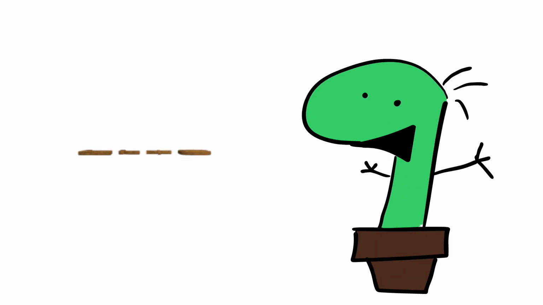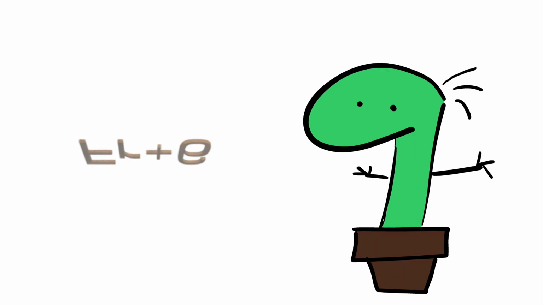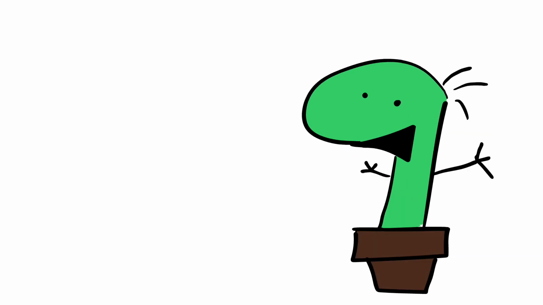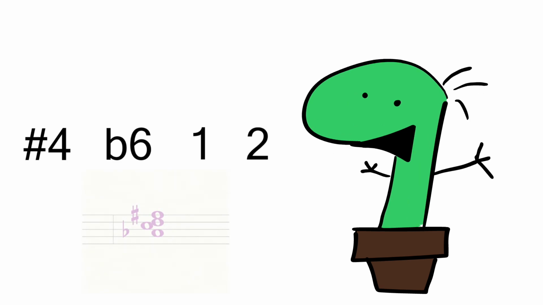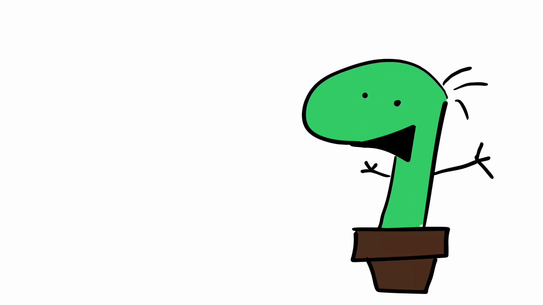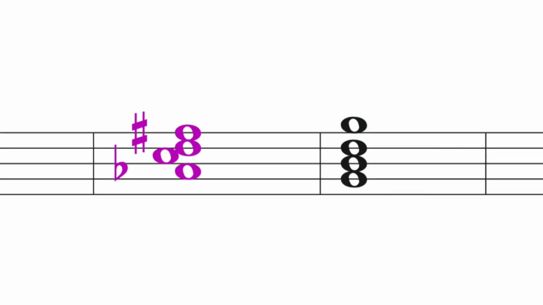So, French augmented 6ths are weirder, just like the actual French. There are 4 notes this time, being sharp 4, flat 6, 1, and now 2. In this case, the music writes itself. Just hold the D note over to the dominant chord, and let the C fall to a B.